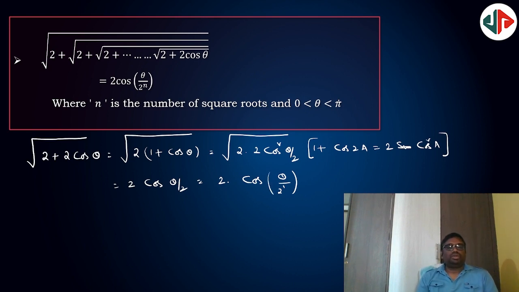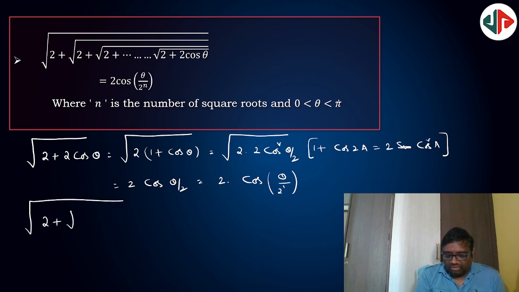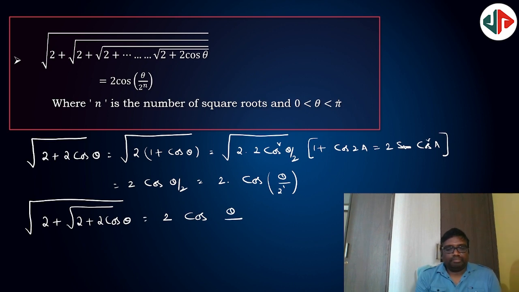Here how many square roots are there? Only 1. If it is given like this, square root of 2 plus square root of 2 plus 2 cos theta, then the same thing, 2 times cos of theta by, here how many square roots are there? 2. So that is why 2 power 2. That is the answer. If it is 3, then 2 times cos of theta by 2 power 3. That is simple.